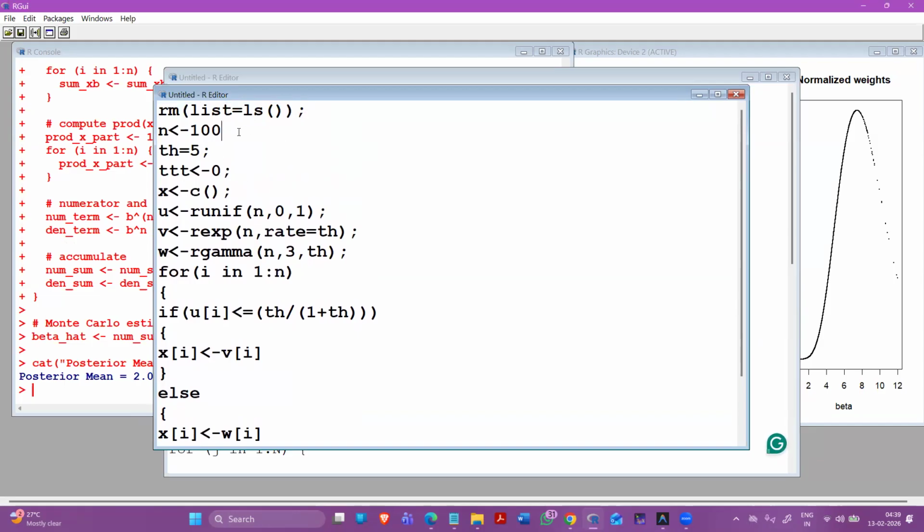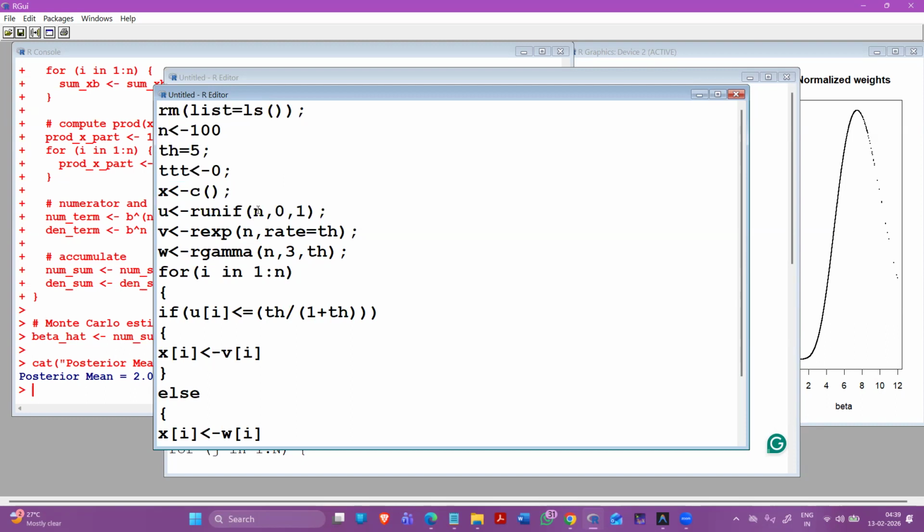Okay, what I'm going to do is generate 100 random numbers, and theta I'm going to assume is 5. Because I need to store the values, I'm going to start from 0, and store the values in c equals my empty vector. Here I'm going to generate n numbers from the uniform distribution in the range 0 to 1.